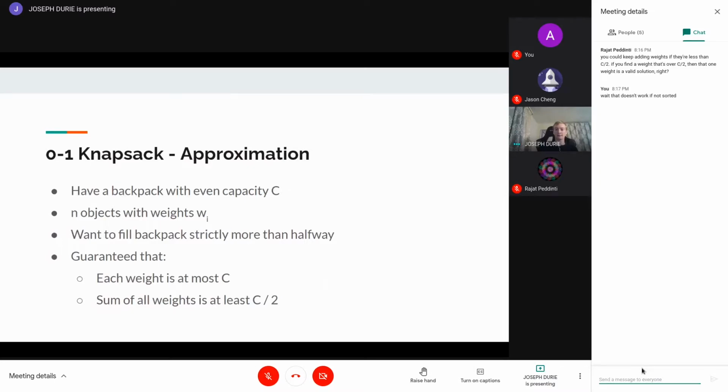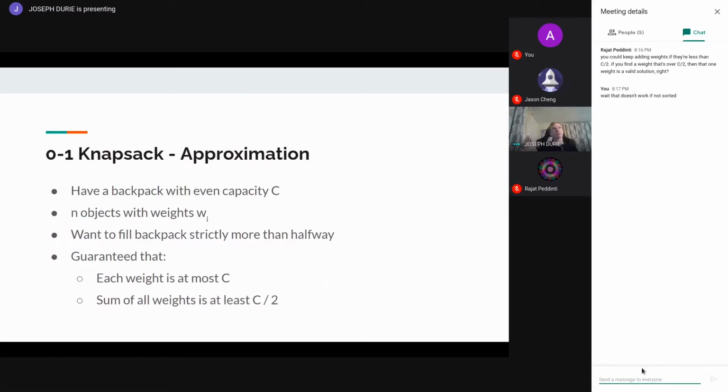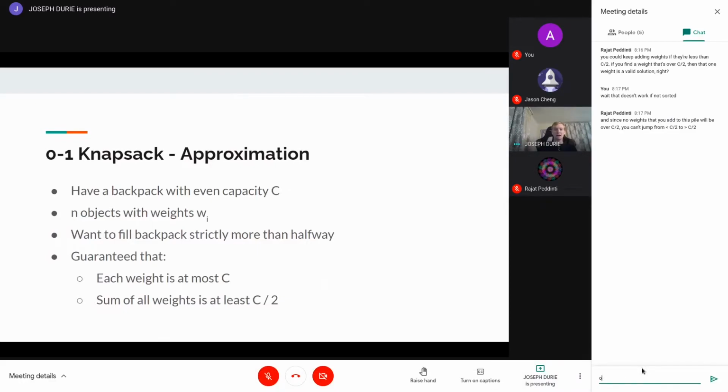No, it does work. So if all of your weights are less than or equal to C over 2, put them in any arbitrary order, and then you add them in that order until you get above C over 2. Yeah, exactly. And you can't jump from less than C over 2 to more than C. So that always works.